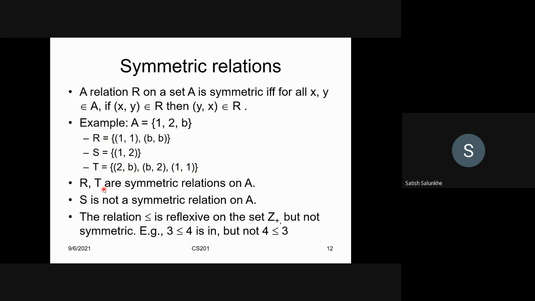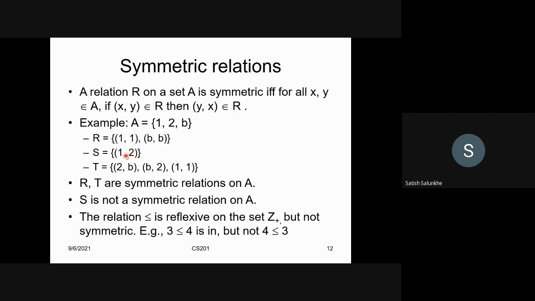S is not a symmetric relation on A. Now, why is S not a symmetric relation on A? Because (1, 2) belongs to S, but (2, 1) does not belong to S. Therefore, this relation is not symmetric.